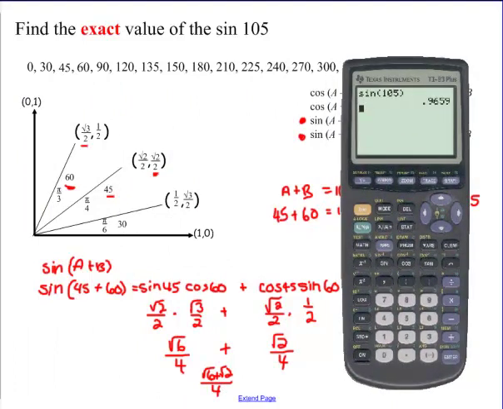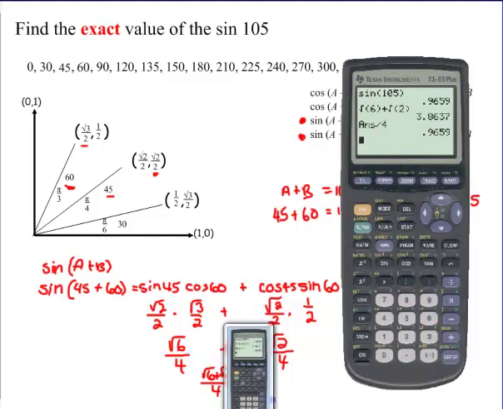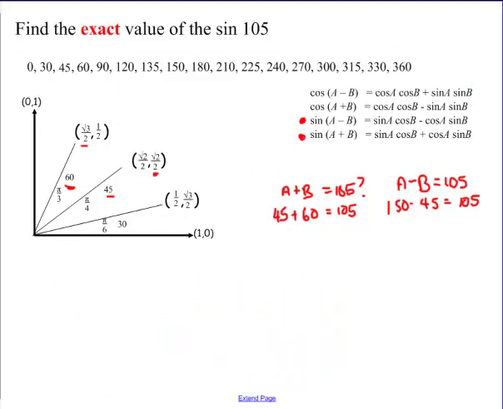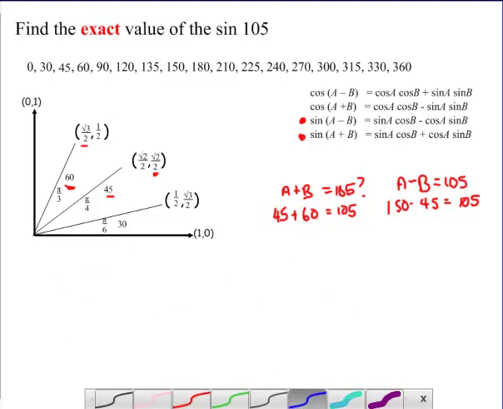If I take the square root of 6, add to it the square root of 2, take that entire answer and divide by 4, notice what I get, the same decimal approximation. And I'd get the same answer if I did the minus. Now I am going to do the minus, because I'm going to show you what happens.